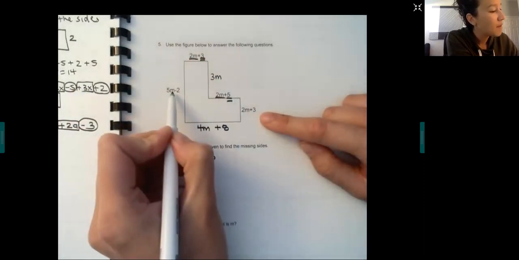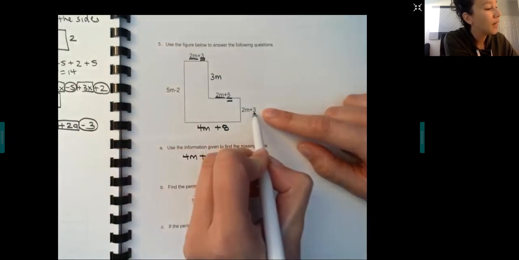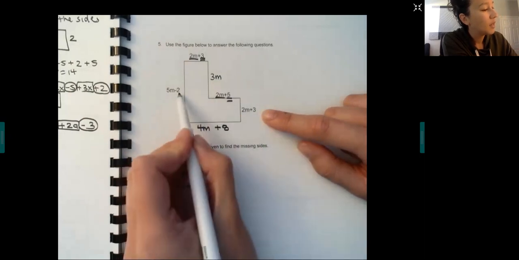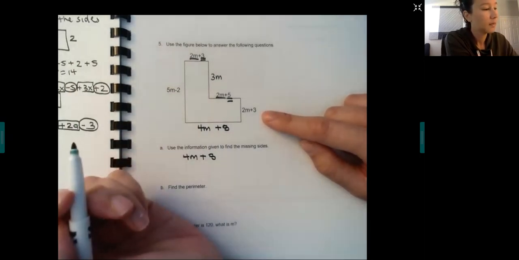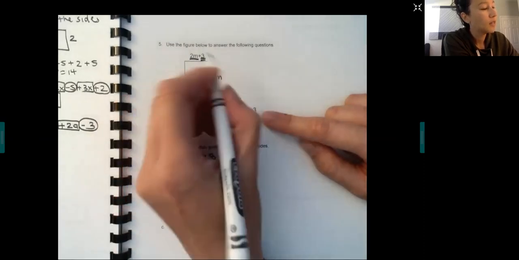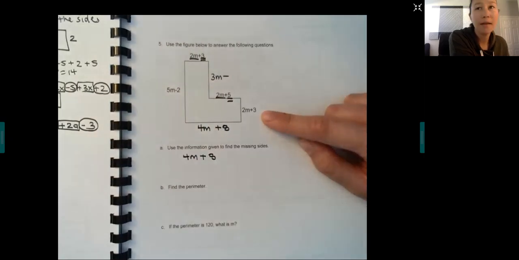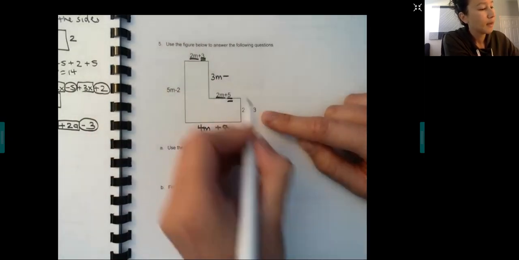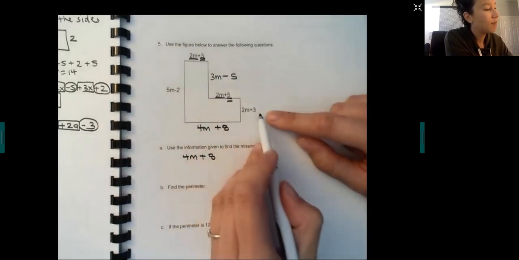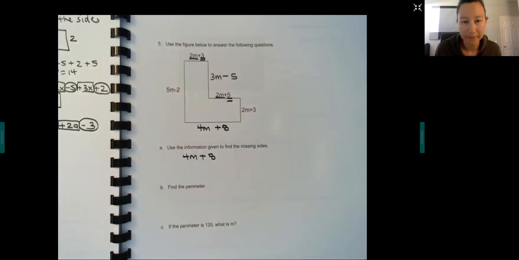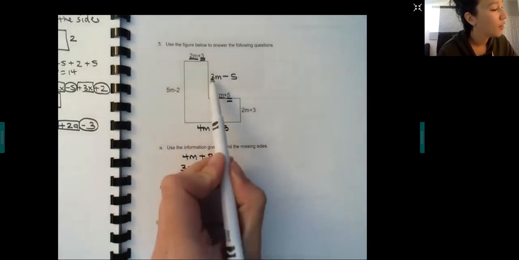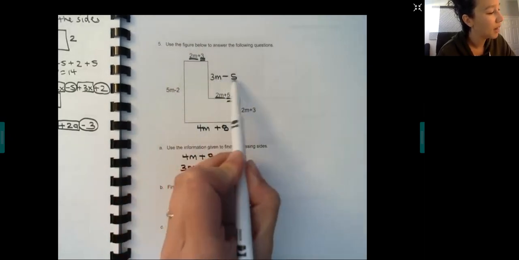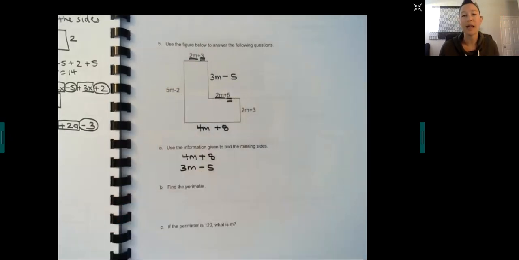So that gives me my 5m. Now I need to get negative 2. So what do I need to add to 3 up here to give me the negative 2? 3 plus what would give me negative 2? So we know our answer is negative, and a 5, because negative 5 plus 3 is negative 2. So our other missing side is 3m minus 5. And so we can check: 3m plus 2m, yep, that gives me 5m, and negative 5 plus 3 is negative 2. And that's exactly what we wanted.